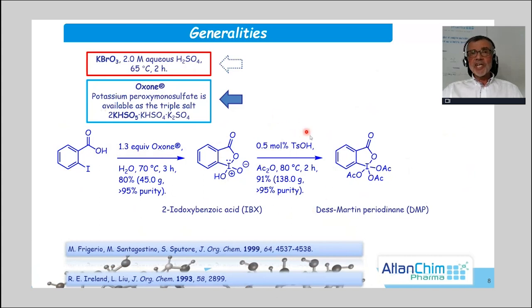Regarding the acylation of IBX with acetic anhydride to obtain the Dess-Martin reagent, Ireland proposed in this reference using a catalytic amount of para-toluenesulfonic acid instead of a large amount of acetic acid. For each transformation, as you see, the yield is high and 100 grams per batch can be prepared.